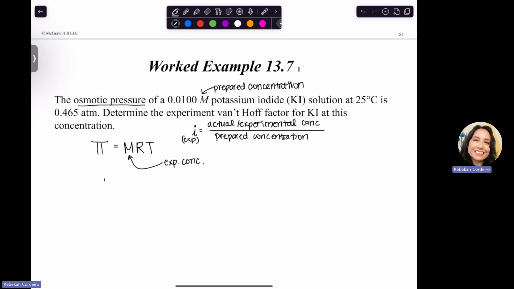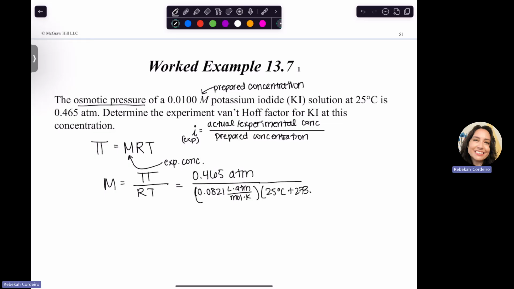All right, so to solve for M, M would be equal to osmotic pressure over RT. So our osmotic pressure is 0.465 atm. Your R is 0.0821 liters times atmospheres over moles times Kelvin. And so therefore our temperature needs to be in Kelvin, so 25 degrees C plus 273.15 would give us Kelvin.